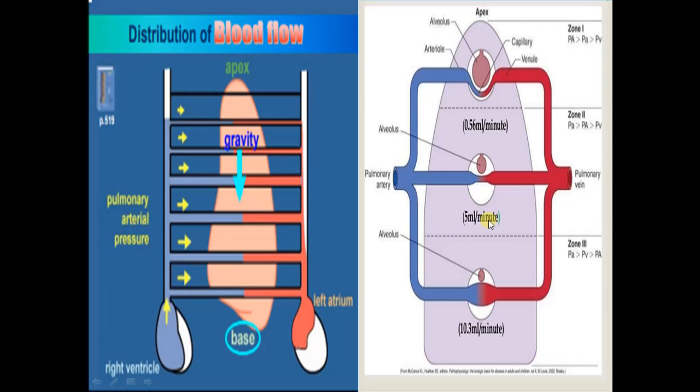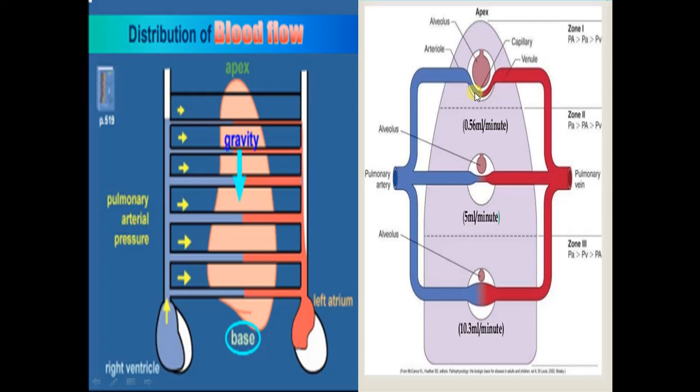Here you can more clearly see in this diagram that in the apex of the lungs, because the blood pressure is less, there is less blood flow, while in the middle zone there is intermittent blood flow, and in the lower zone there is continuous blood flow. Or we can say simply that blood flow is less in the apex, more in the middle, and most in the lower part of the lungs. Now one thing to remember is that the blood flow through a part of the lungs depends upon the pressure difference between the alveolar air pressure and the pulmonary capillary pressure.